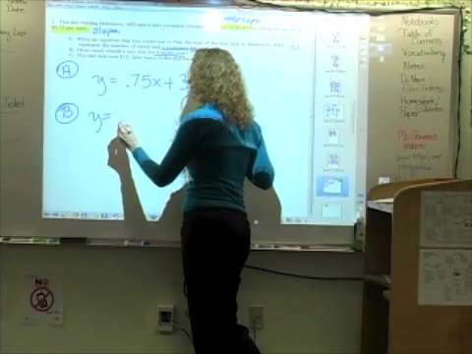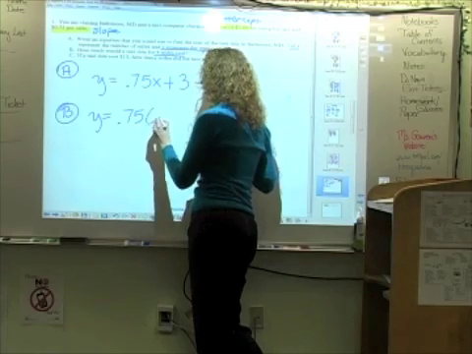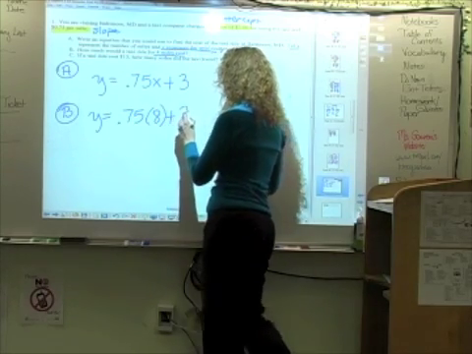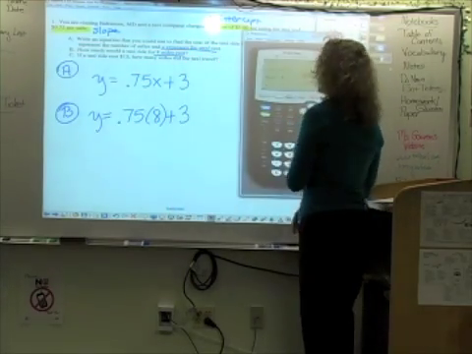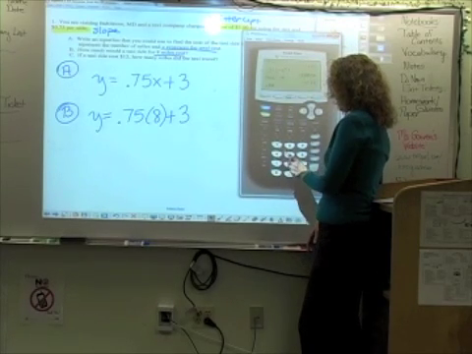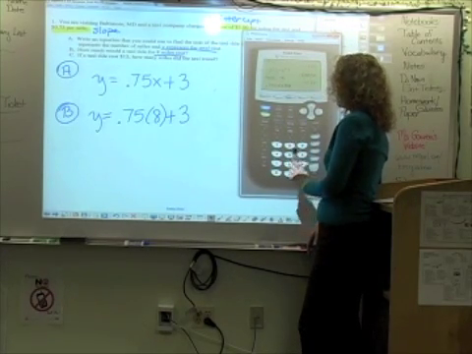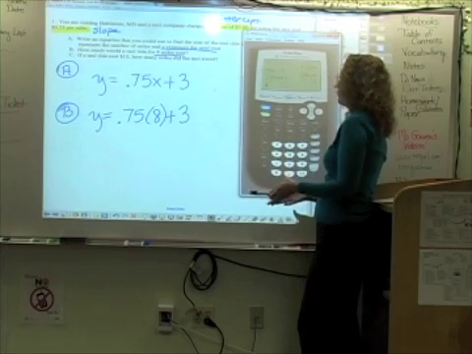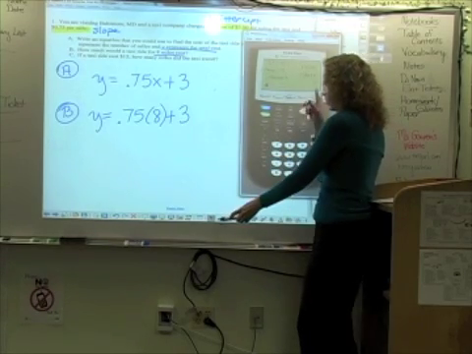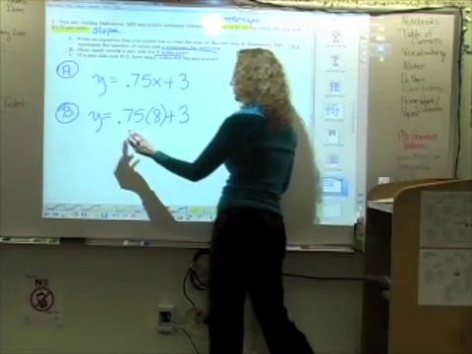So y equals 0.75 times 8 plus 3. So if you need to use your calculator again, 0.75 times 8 plus 3. You can use the parentheses like I have drawn out and get that as well. Your final answer for that would be $9.